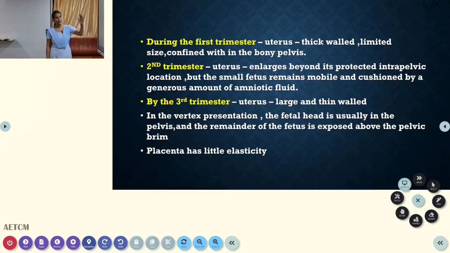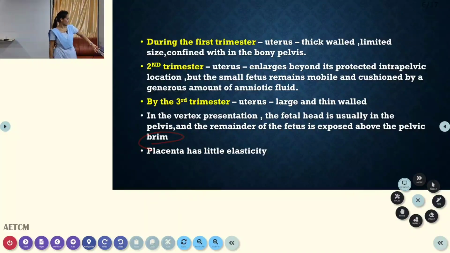Next, what happens in the uterus during the first, second, and third trimesters? In the first trimester, the uterus is thick walled and limited in size, confined to the bony pelvis. In the second trimester, it enlarges and comes out of the intrapelvic location, and the small fetus remains mobile, cushioned by the amniotic fluid. By the third trimester, the uterus enlarges and becomes thin walled. In vertex presentation, the fetal head is usually in the pelvis, and the remainder of the fetus is exposed above the pelvic brim.